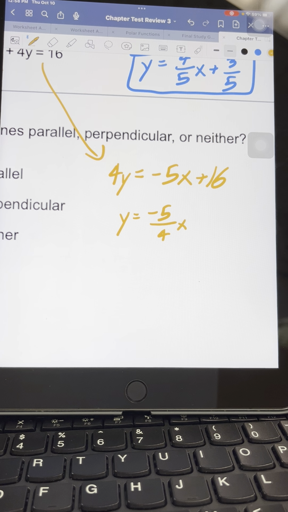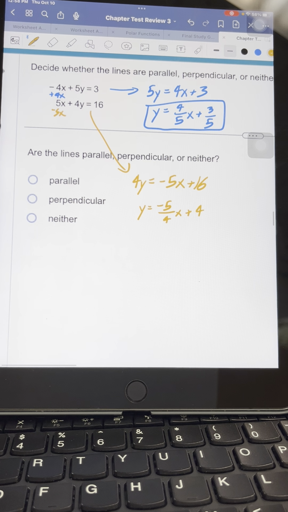Okay, so now let's take a look at our slopes first. What are our slopes? We have 4 over 5, and we have negative 5 over 4. Now, what do these two look like, guys? This is the opposite reciprocal of this, right? Now, do we care about the y-intercepts when we do perpendiculars? We do not care if they have the same or different y-intercepts. It doesn't matter. All we care about is, do they have opposite reciprocal slopes? And they do. Therefore, these are perpendicular. Understand?